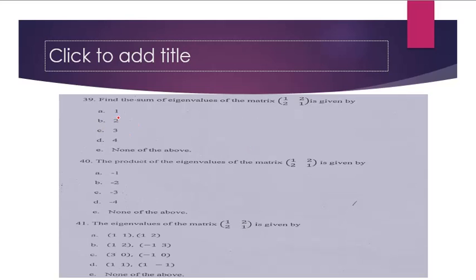So we have to solve different MCQs, and I'll take you through how to smartly solve each and every one of them, in case you meet a similar question, you know how to go about it. Right, so we have to find the sum of the eigenvalues of the matrix 1 2 2 1, and you've been given some answers.